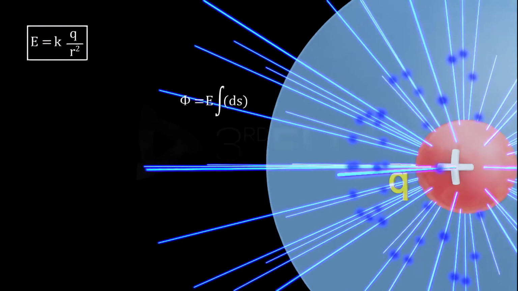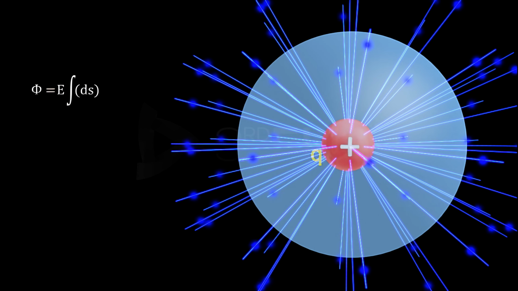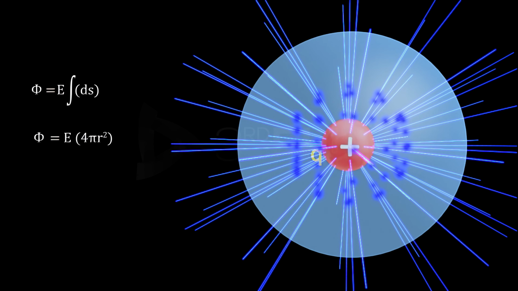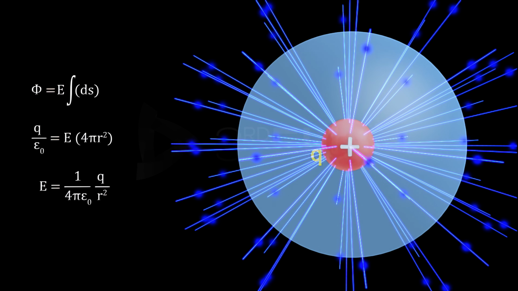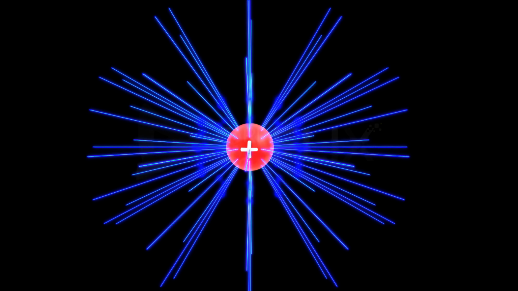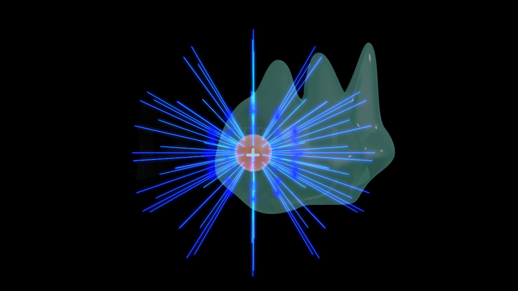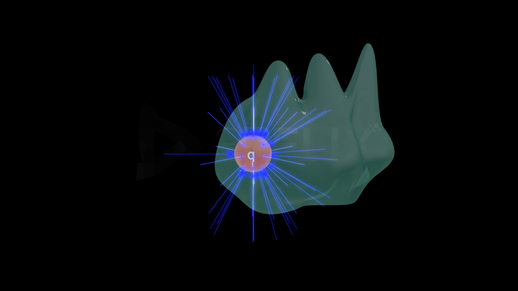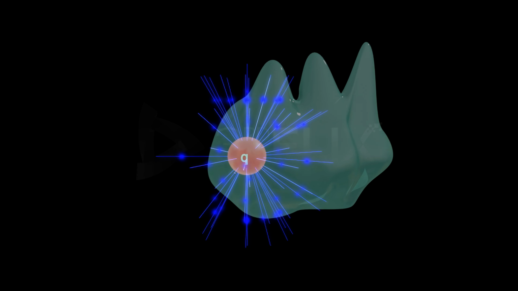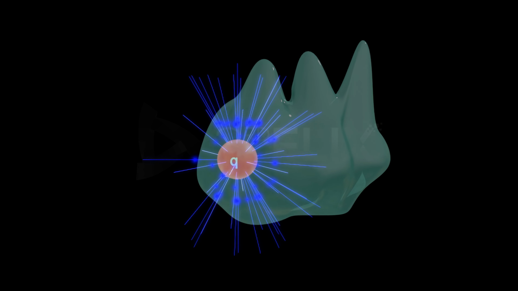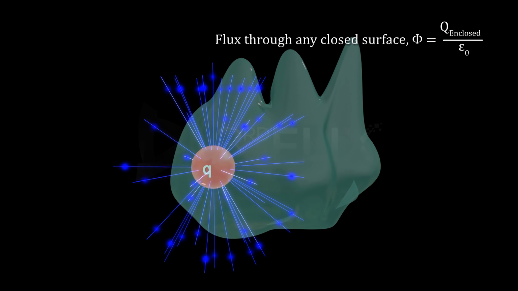E is constant, so it can be taken out of the integral. So, flux through the entire sphere is E into 4 pi r square, which is equal to q by epsilon naught. As you can see, the amount of flux coming out does not depend on the radius of the enclosing sphere. In fact, flux does not depend on the shape of the enclosed surface as the same field lines pass through both the surfaces. It depends only on the enclosed charge.